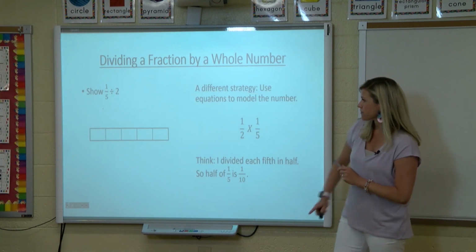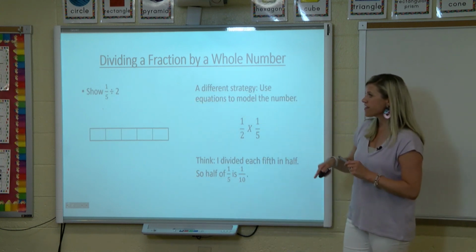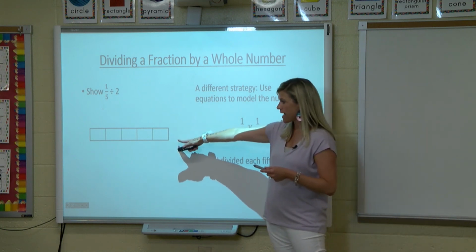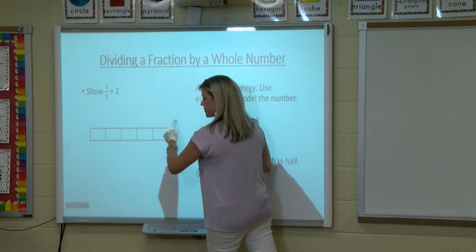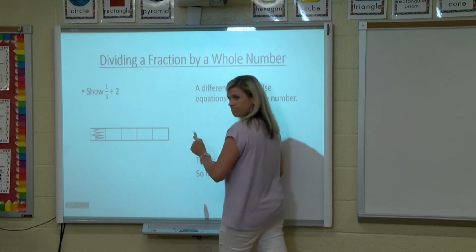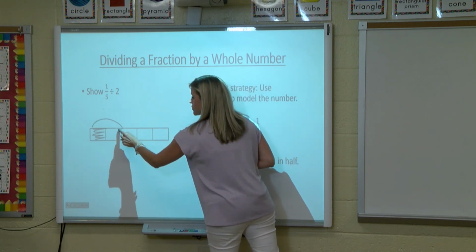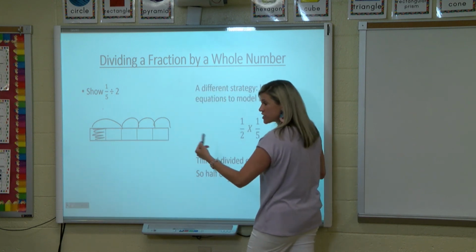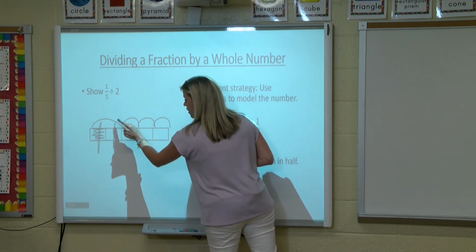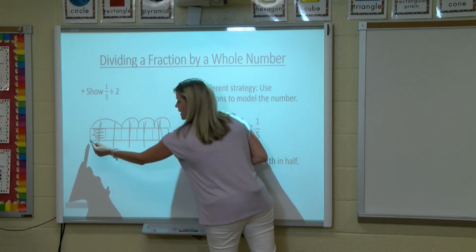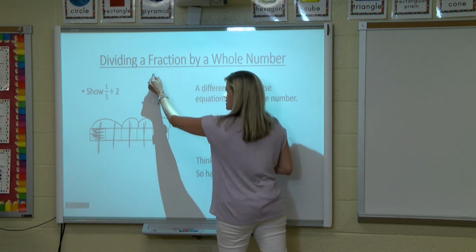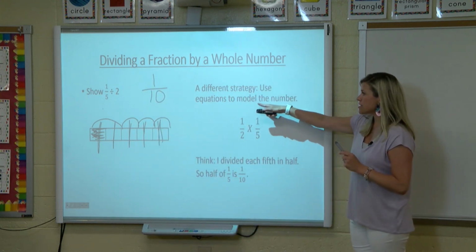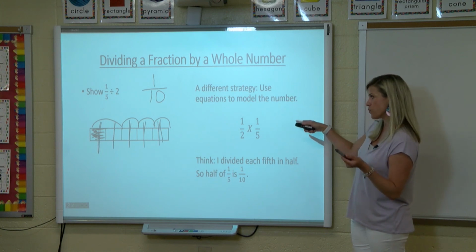Here's another one. Show 1/5 divided by 2. Here's my fraction model. Here's 1/5 there. And look, there's 2/5, 3/5, 4/5, 5/5. Well, if I have 1/5 and I divide it into 2, there they are. And so that section there would become 1/10.